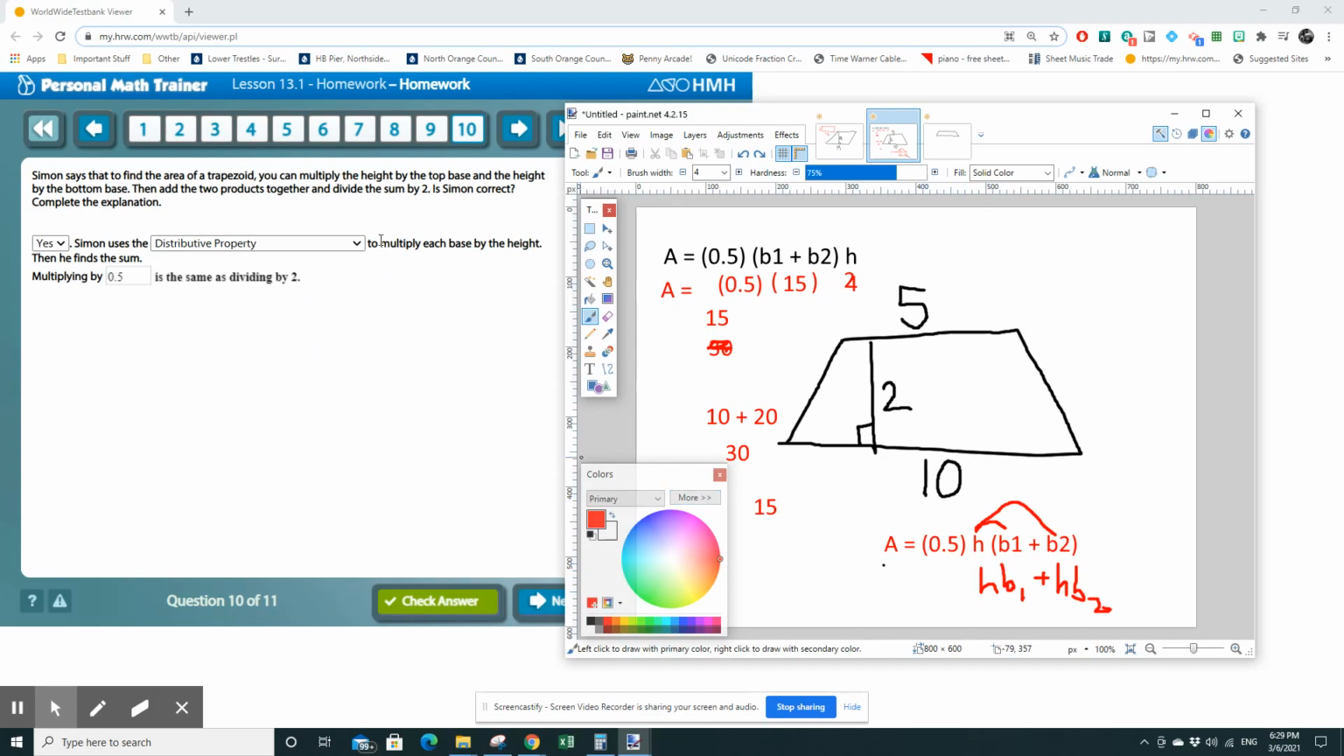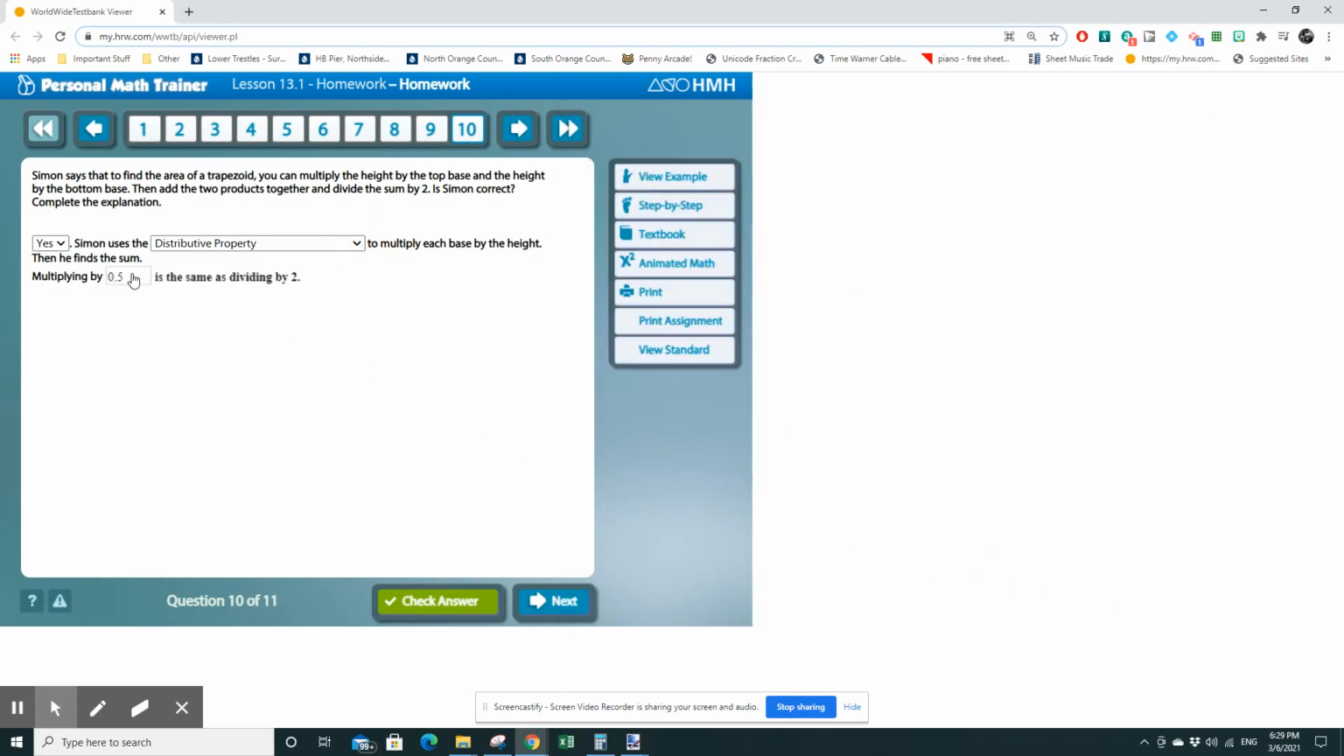by 0.5. And it says, then he finds a sum. Multiplying by 0.5 or 1/2 is the same as dividing by 2. Check your answer. That's the answer. It's complicated. Don't worry about it.